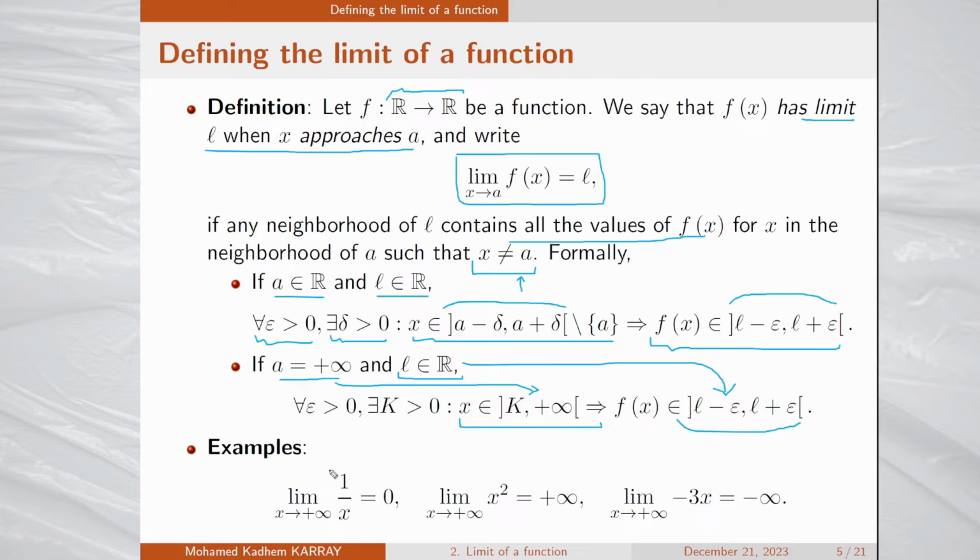I give now some examples. The limit of 1 over x when x goes to infinity is 0. The limit of x squared when x goes to infinity is infinity, since when x increases, x squared also increases, and so it goes to infinity. The limit of minus 3x when x goes to infinity is minus infinity.